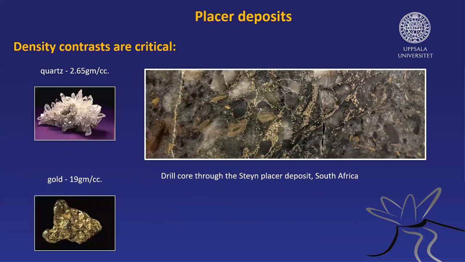Just a quick word about the placer deposits. As I said, density contrasts are critical. If a particle is super dense, it will be deposited much earlier than a particle that is less dense. So you obtain something like that. In this picture, you have big grains of quartz. And this stuff here in between, that's gold, small particles of gold.